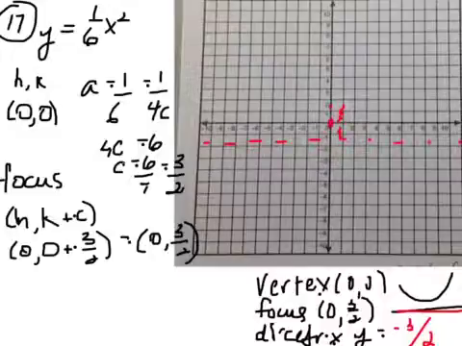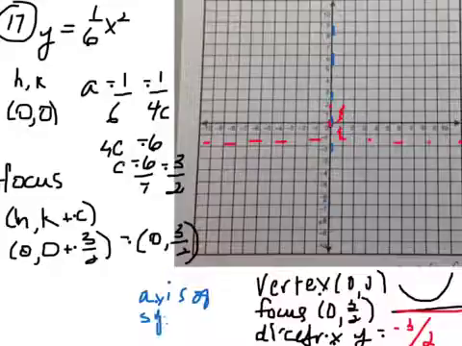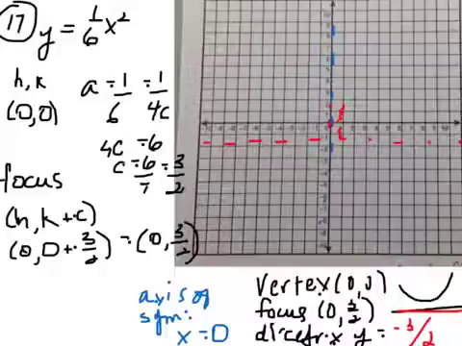Okay, now the axis of symmetry goes through the focus and the vertex, so that's going to go like this. And the axis of symmetry is going to be x equals 0. It's a vertical line through 0, so it's x equals 0. Let's see what else they ask us to find. They wanted the vertex. We got it. We've got the focus. We've got the directrix, and we've got the axis of symmetry. Now we just need to graph the parabola.